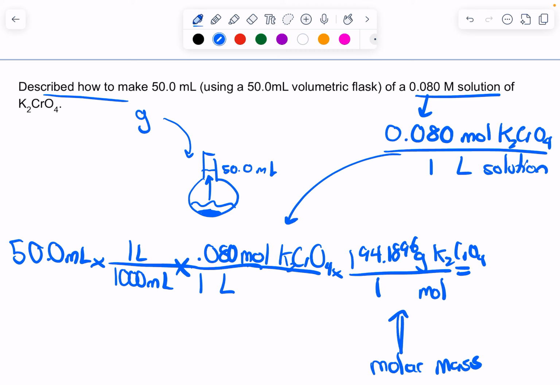Okay, so when I calculate that out, let's see how many sig figs, just 2 here. So 0.78 grams. Okay, that one's super easy.